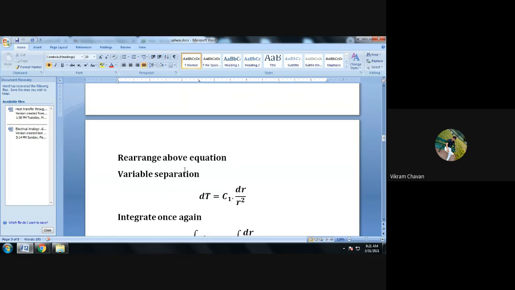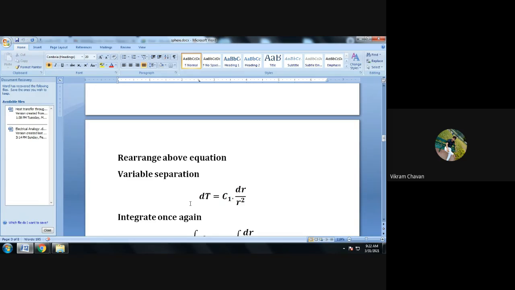Variable separation. So we have shifted r terms on one side and we have kept the dt term, or the temperature term, on the other side. So dt is equal to c1 multiplied by dr divided by r square.